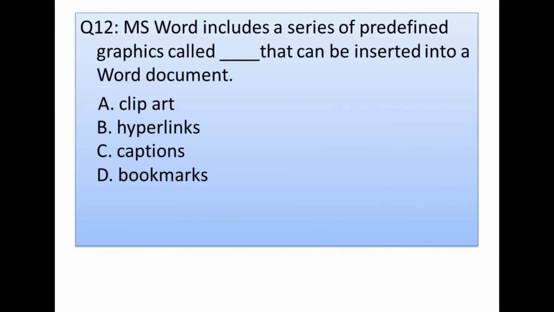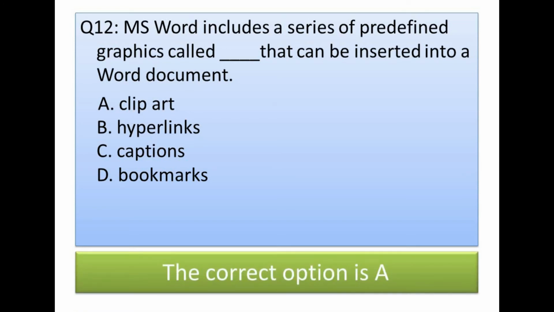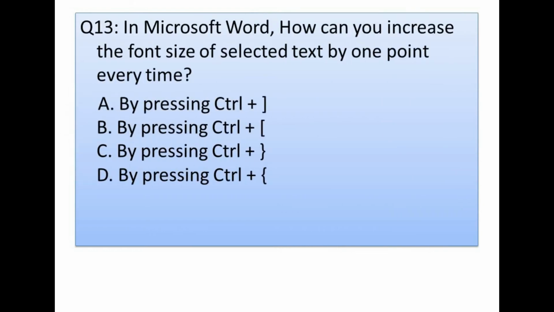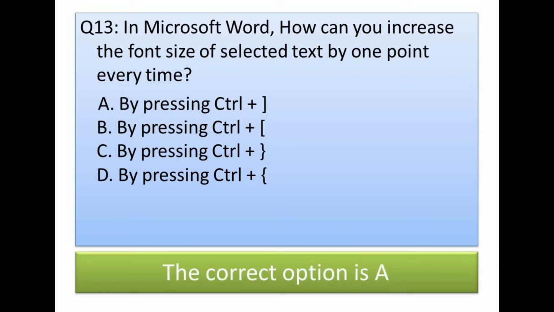MS Word includes a series of predefined graphics called dash that can be inserted into a Word document. Clip art, hyperlinks, captions, bookmarks. So the correct option is A. In Microsoft Word, how can you increase the font size of the selected text by 1 point every time? By pressing Ctrl+closing square bracket, by pressing Ctrl+opening square bracket, by pressing Ctrl+closing curly braces, by pressing Ctrl+opening curly braces. So the correct option is A.